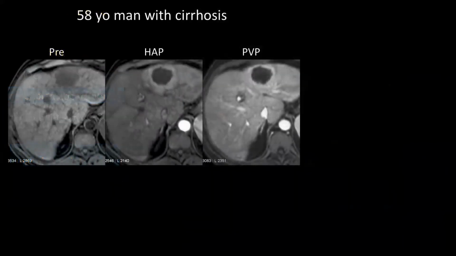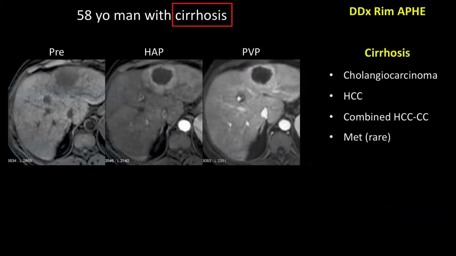Now let's look at patients with cirrhosis. So this is a 58-year-old man with cirrhosis. What's the differential diagnosis for rim-enhancing lesions in the setting of cirrhosis? So here's your differential diagnosis. Cholangiocarcinoma, HCC, combined HCC cholangiocarcinoma, and metastasis. So this is a cancer. There's really no other differential to give in terms of that. But which cancer is it? Is this cancer a cholangio, an HCC, a combined tumor?